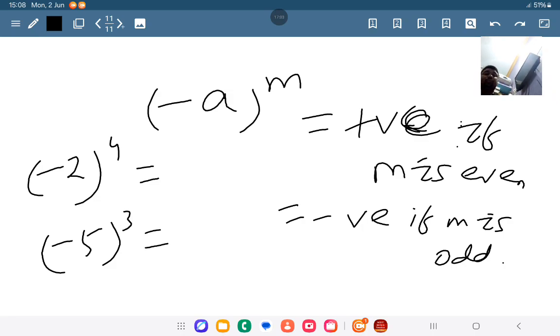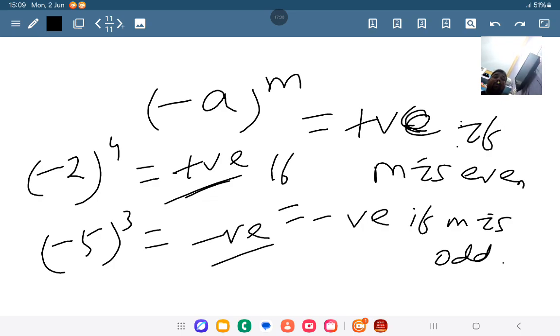Here minus 2 is a negative digit and its power is 4. So 4 is an even number. As 4 is an even number, the answer will be positive. How much is it? It will be 16. Minus 2 into minus 2 into minus 2 into minus 2. So you have to multiply minus 2 four times. It will be 16.